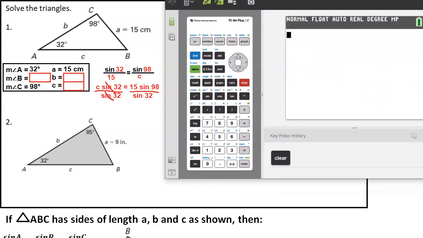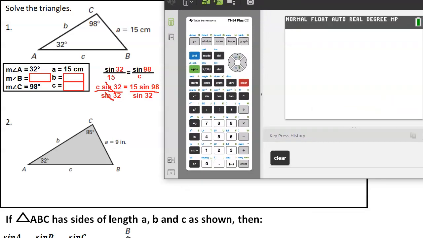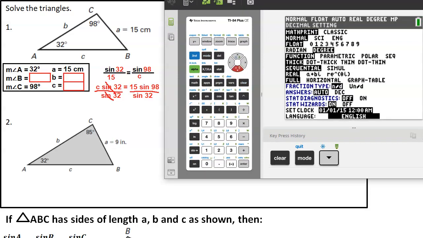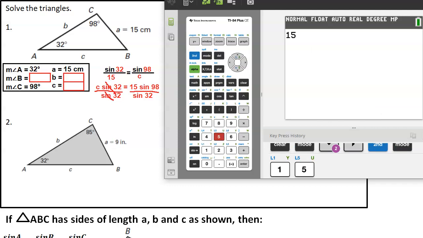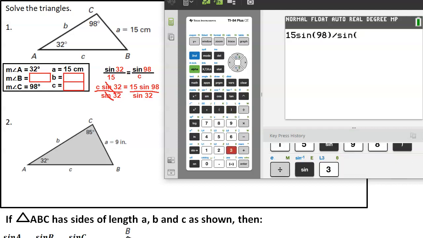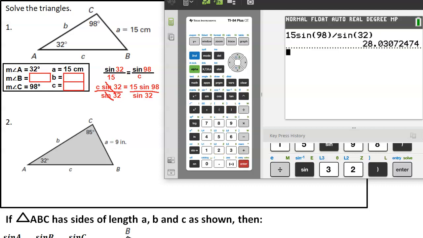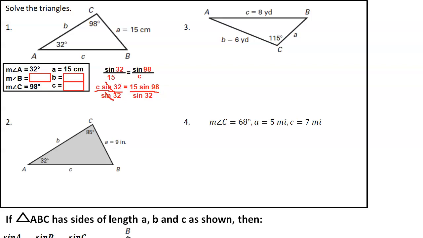Just type in on your calculator the entire thing. As always, every time we start a lesson, we want to make sure that our calculator is in degree mode. Sometimes if you change your batteries or if something else happens, it won't be. But just do the entire thing all at once. 15 times the sine of 98 divided by the sine of 32. Just do it all. Just get it over with. In this case, 28.03.